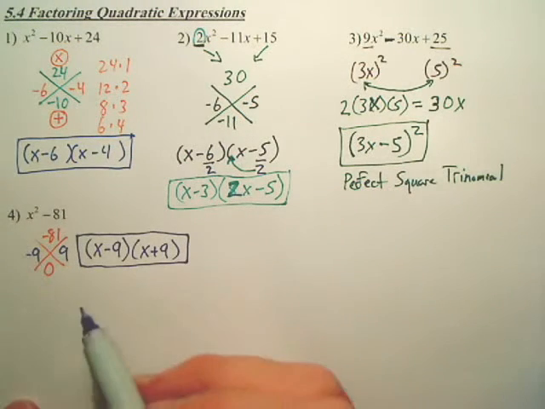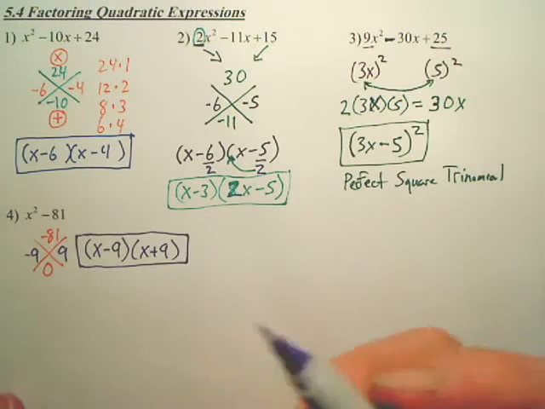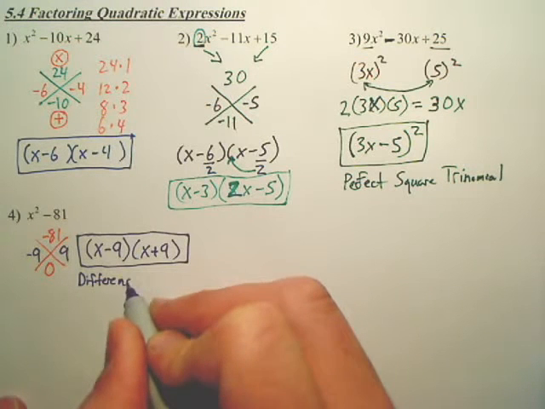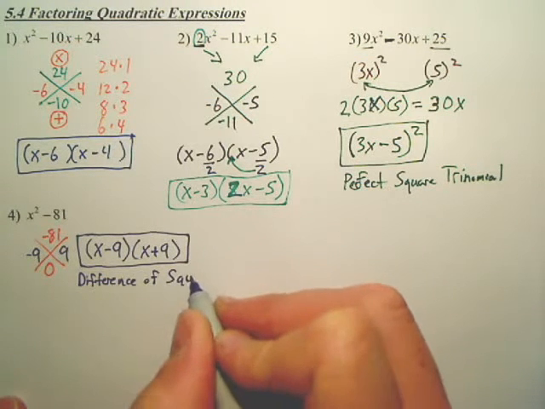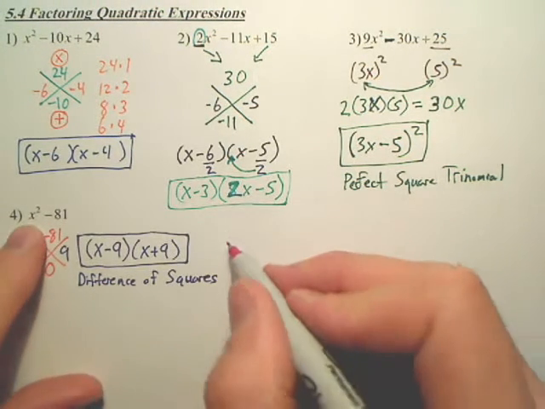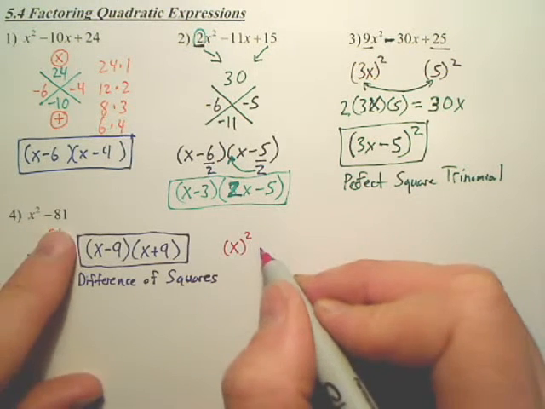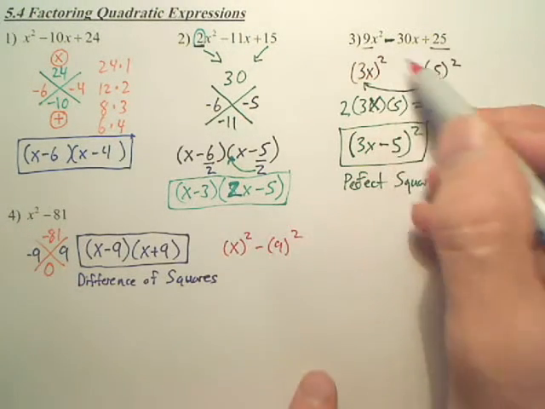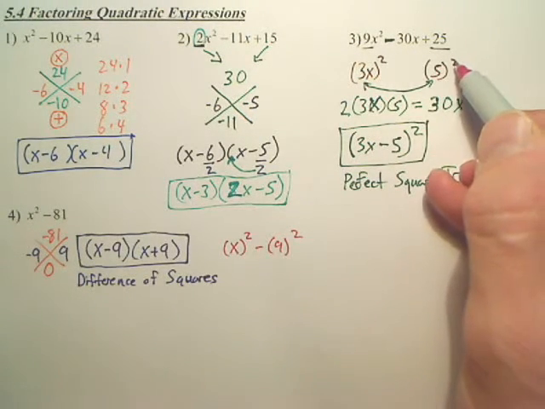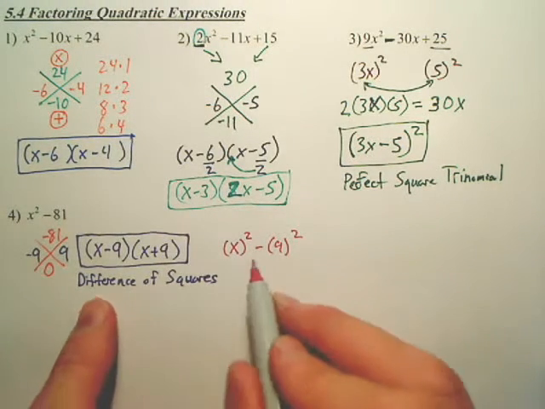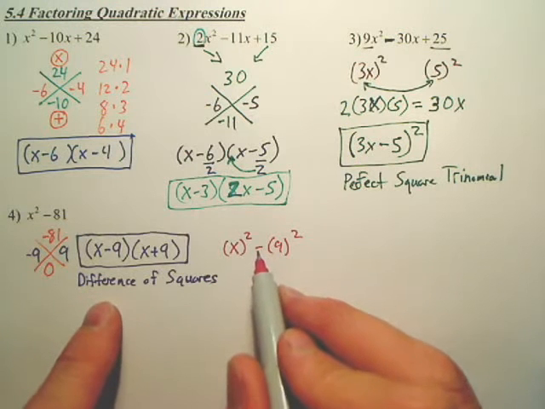Just like on 3, there's a shortcut to this. That in the long run, you're going to want to learn. Here's the shortcut. It's called a difference of squares. And what I mean by that is, see right here, do you see I have x squared minus 9 squared? Kind of like here, I have 3x squared and 5 squared. Now, if you have a difference of squares, see that's both squares and there's a difference, means minus.